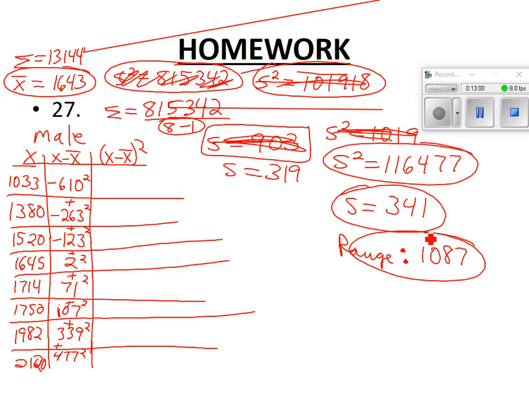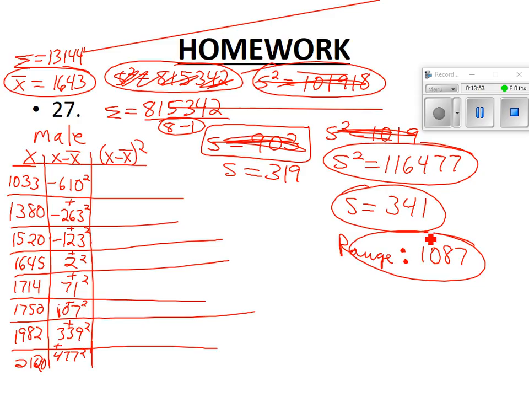What does all that mean? If we're looking at standard deviation for these males, number one, we know that the mean score is 1,643. So if Camden goes to take the SAT, if he's about normal, he should expect to score about a 1,643. All right? What does this standard deviation tell us? One way or the other, 341 is about how much each score is away from that mean score.